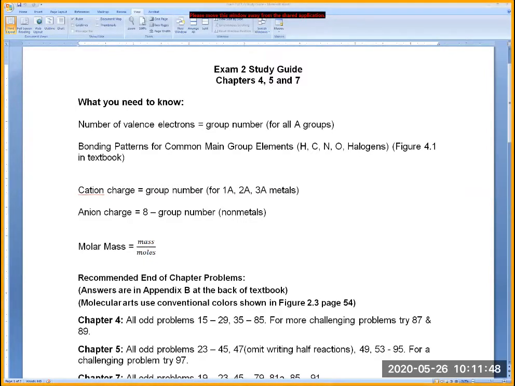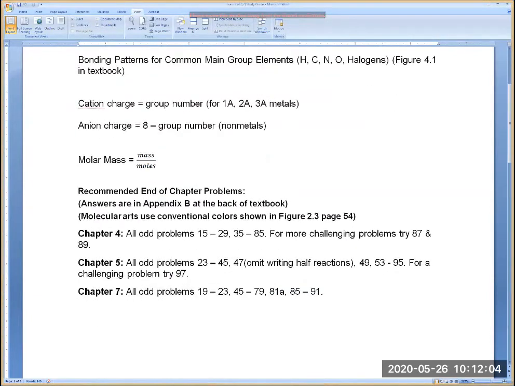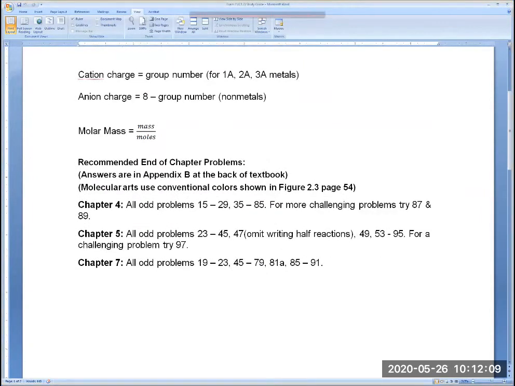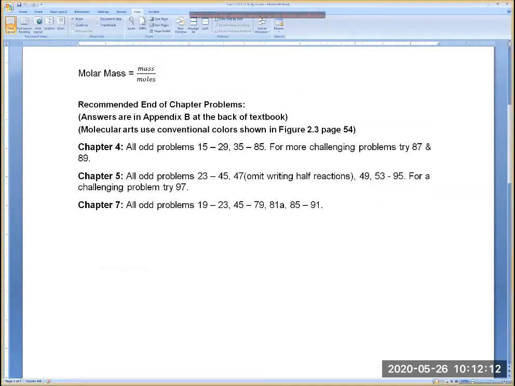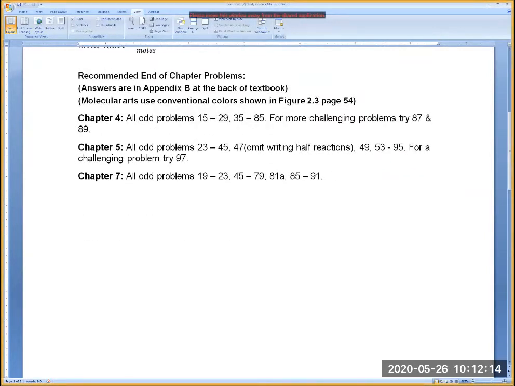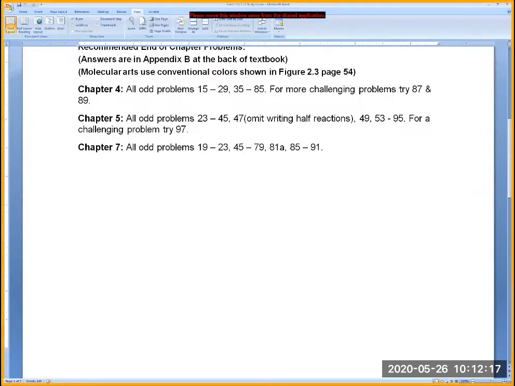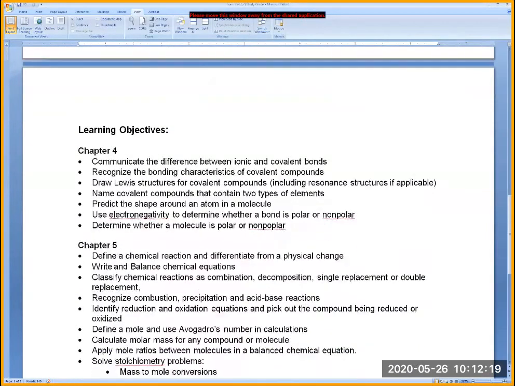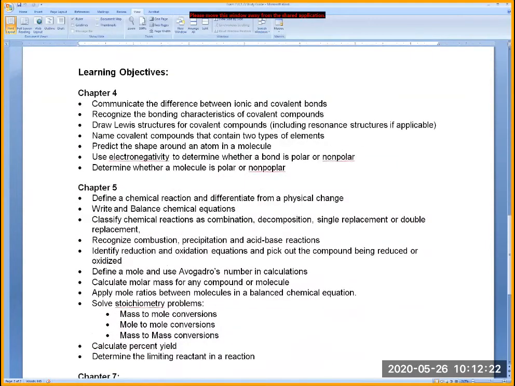And then the halogens, they are what we call peripheral atoms. They typically make a single bond and have 3 lone pairs around them. So you want to be aware of those bonding patterns to have the correct Lewis structure. These are the recommended end of chapter problems, if you have the textbook, Smith, General, Organic, and Biological Chemistry. Anyway, we'll go over the learning objectives for chapters 4, 5, and 7.